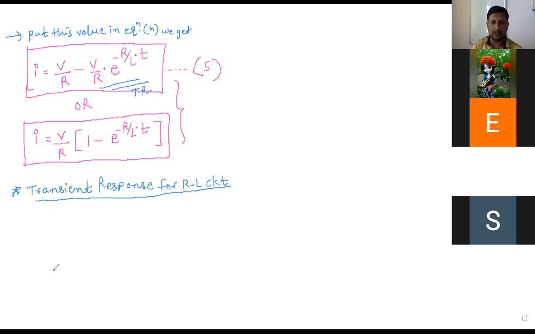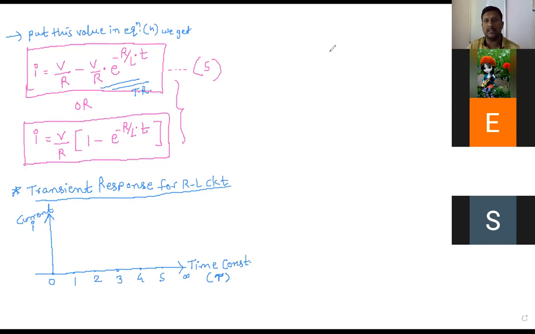Suppose I am drawing now the transient response with the help of a graph. So this is the x-axis, time constant. Time constant is tau, not t. It is tau, time constant. On the y-axis, I will take current I. So it will start from 0, time constant 1, time constant 2, time constant 3, time constant 4, time constant 5, up to infinite like this. So what is the maximum value of current? Anyone can tell?